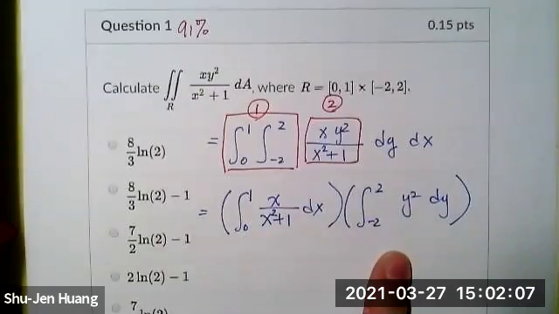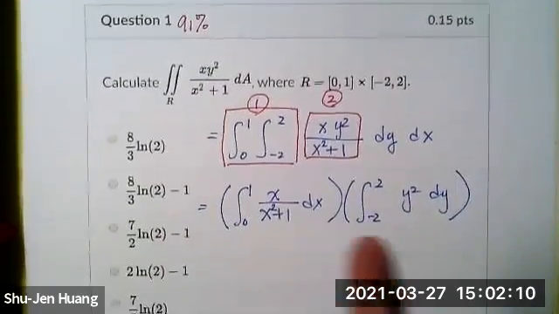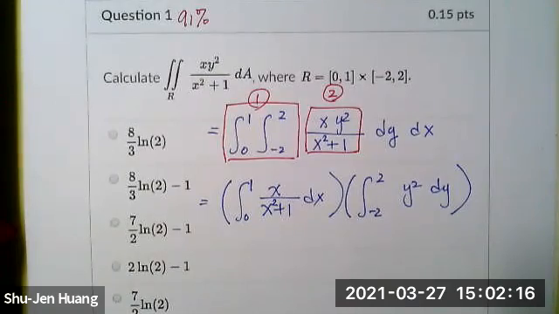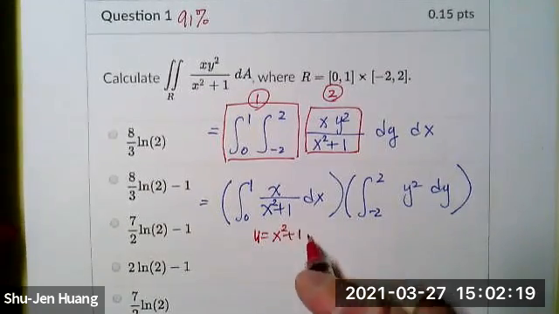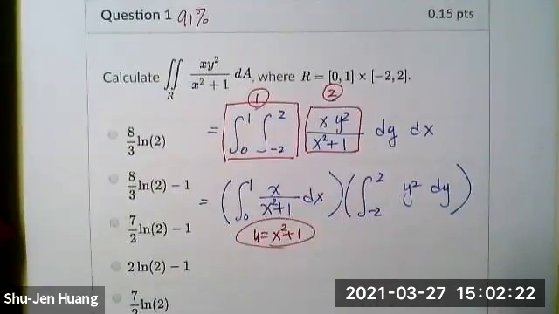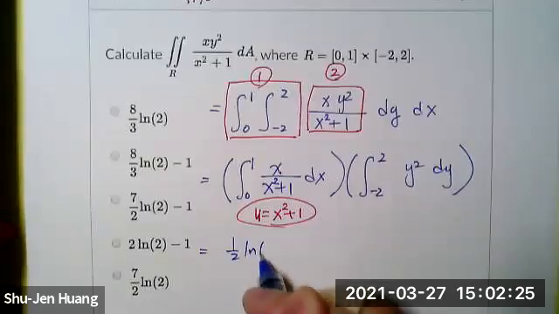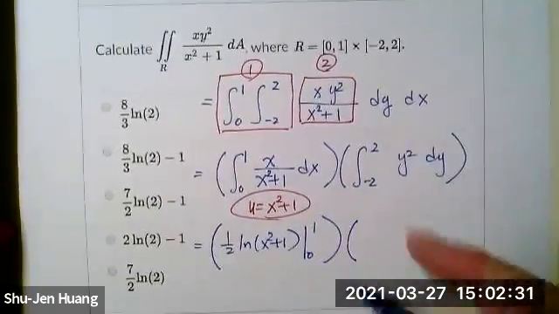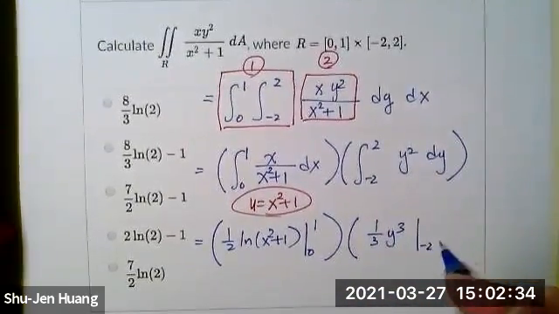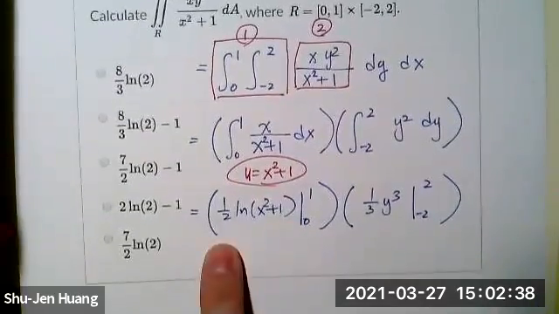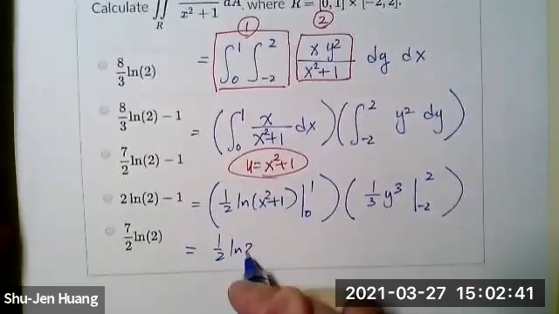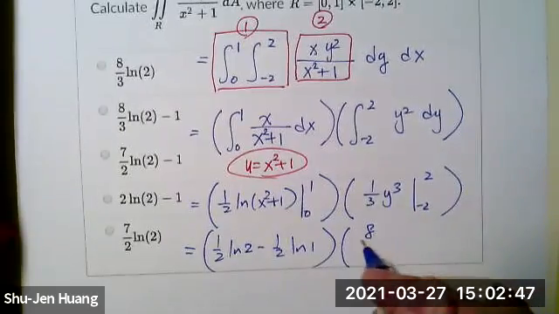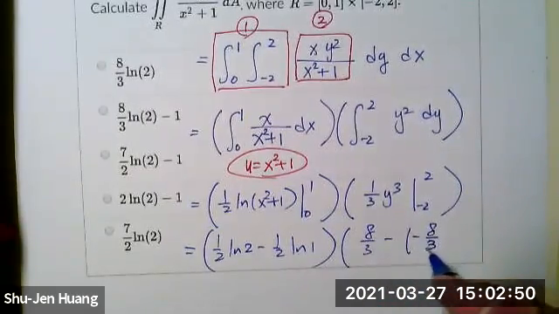And for each one, it's not that bad to find the antiderivative and evaluate the integral here. For the first one, we're going to use u substitution. So if you let u equal x squared plus 1, then the antiderivative is 1/2 ln, and x is from 0 to 1. And for the second one it is 1/3 y cubed from -2 to 2. Okay, so now you just need to plug in. We'll have 1/2 ln2 minus 1/2 ln1. And here, when we plug in, we're going to get 1/3 minus -1/3.